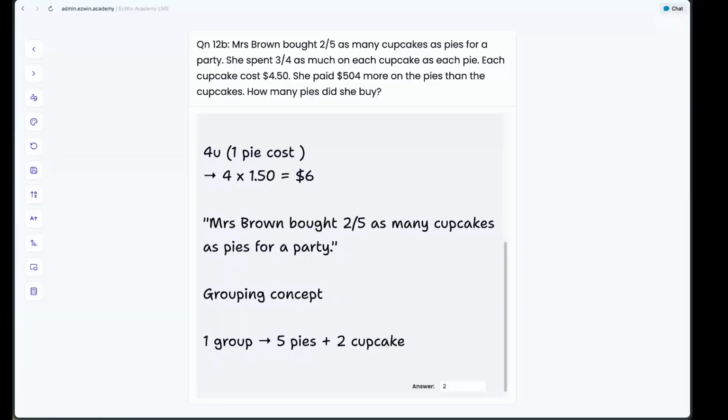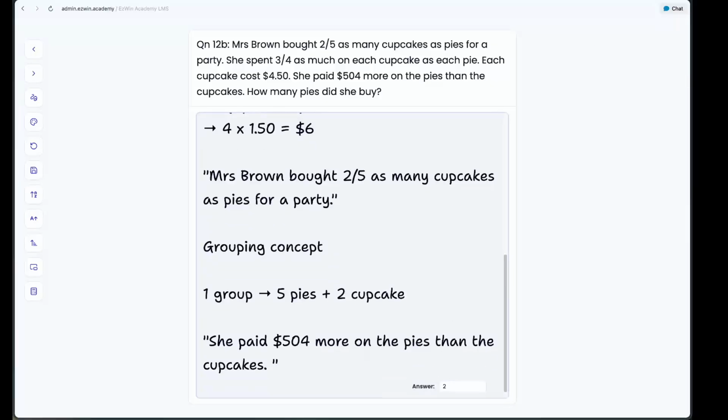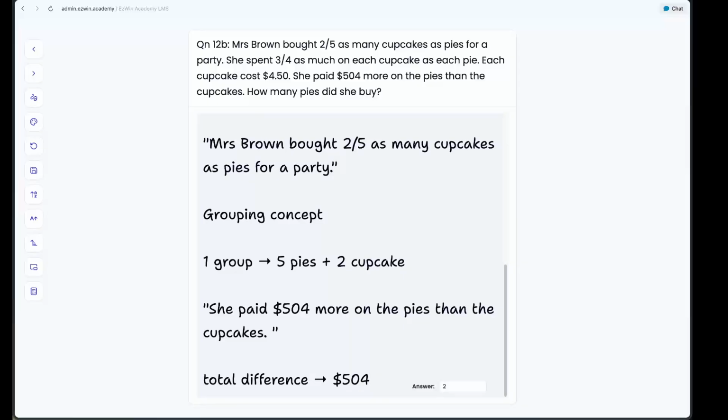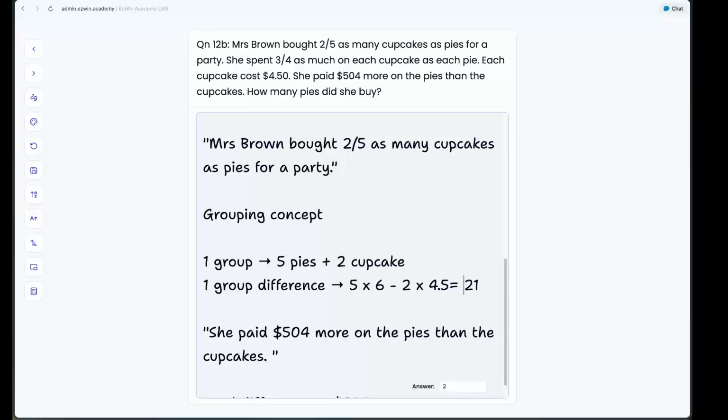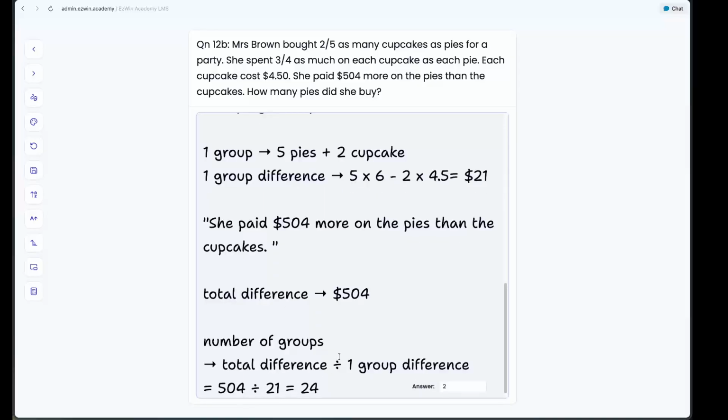But from the question, she paid $504 more on the pies than on the cupcakes. That means the total difference between the total pies and total cupcakes spent is $504. That means we can find one group difference from 5 pies and 2 cupcakes, which is equal to $21. Since we know one group difference is $21, we can get the number of groups by dividing the total difference by one group difference, and this will give us 504 divided by 21 is 24.